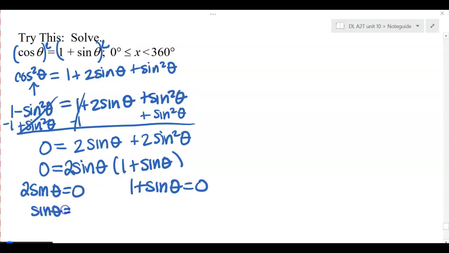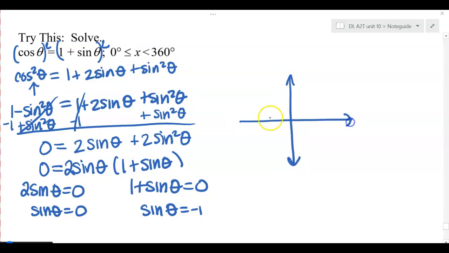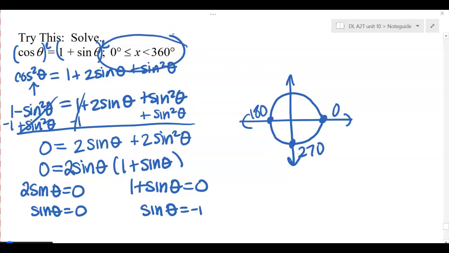So this would say sine theta equals 0. This would say sine theta equals -1. So I'm going to think about where those things would occur. So where does sine theta equal 0? It equals 0 at 0 as well as at 180. And where does it equal -1? At 270. And I'm only going to look one time around the circle because the parameters are in degrees and they're just from 0 to 360. And so I'm just going to list these 3 angles. My theta could equal 0, 180, or 270.